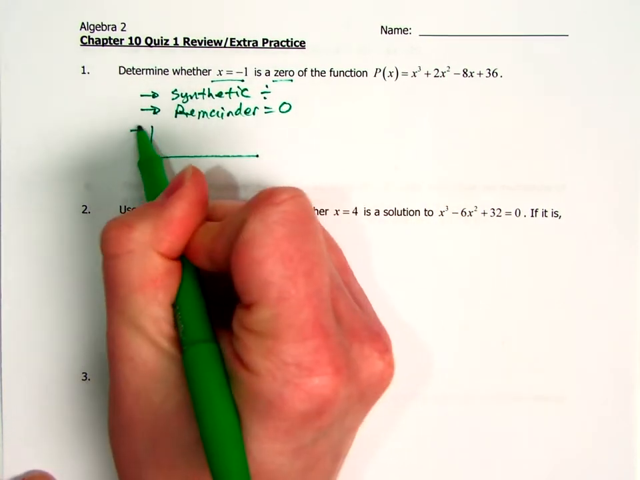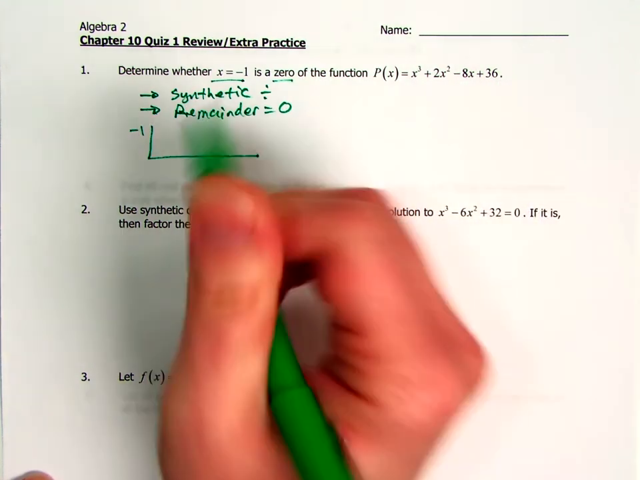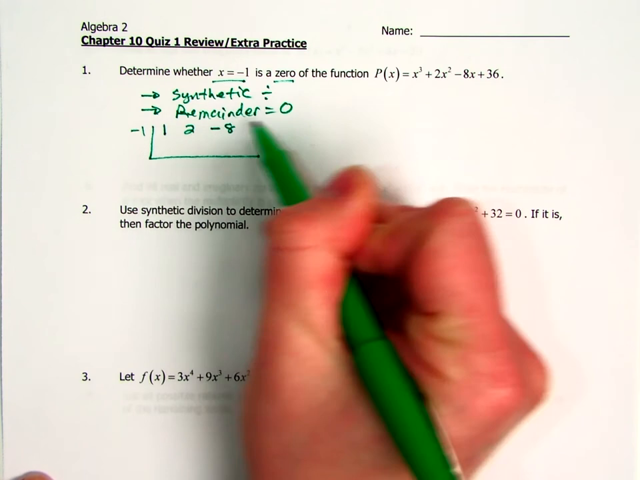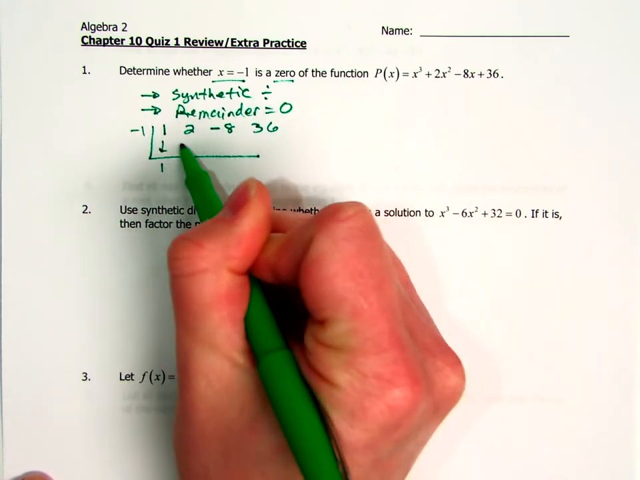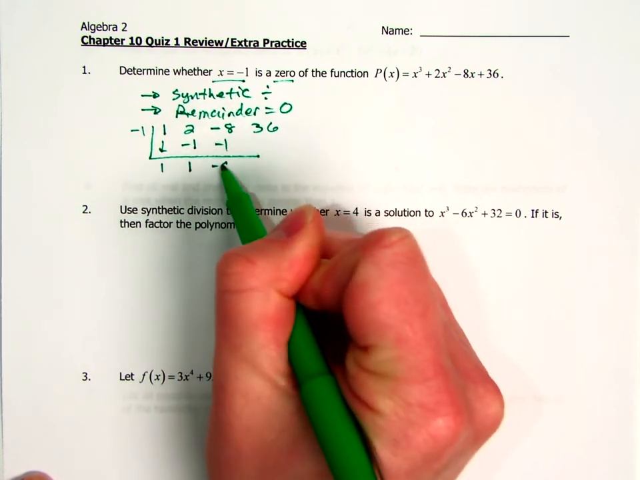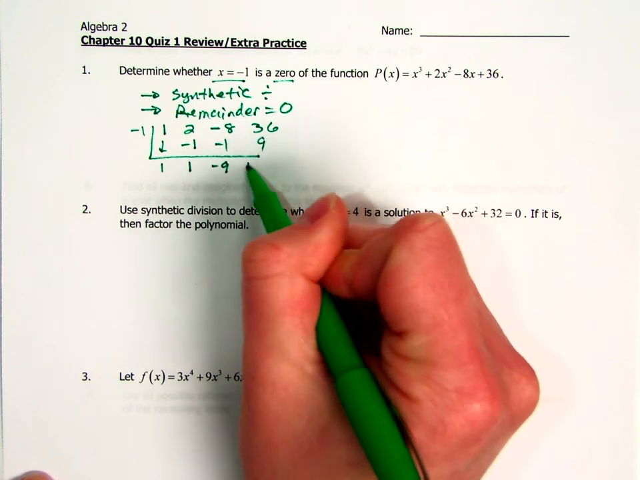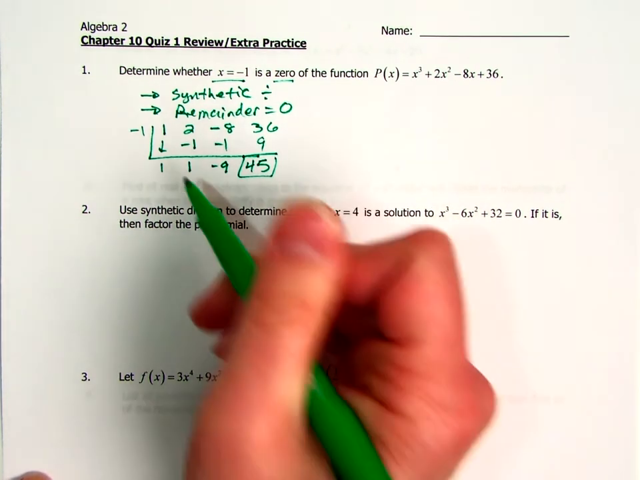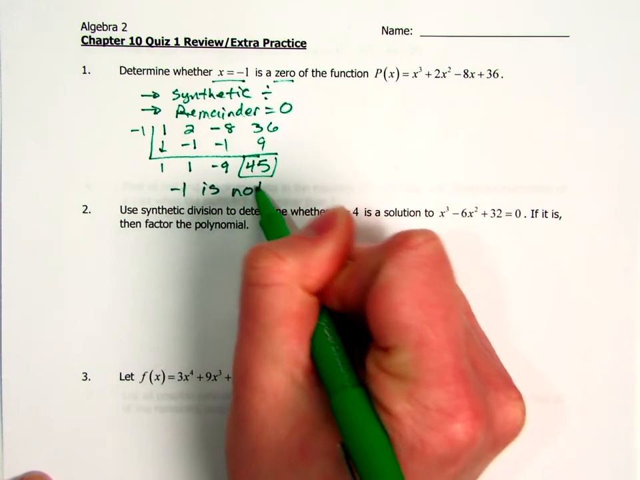So we'd put the negative 1 on the outside. We have an x cubed, an x squared, an x, and a constant, so none of them are missing. So we have a 1, 2, negative 8, and 36. So we would bring down the 1, get negative 1, 1, negative 1, negative 9. Negative 9 times negative 1 would be 9, so we would get 45. So here, my remainder is 45, which tells me that negative 1 is not a factor.